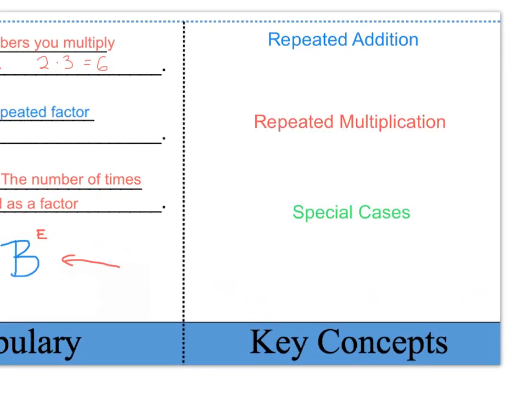Repeated addition usually looks like this. I can continue to add 3 to itself, and this expression is equal to 3 times 4. The reason I'm saying 3 times 4 is because 3 is repeating 4 times. Notice there are no exponents in repeated addition.